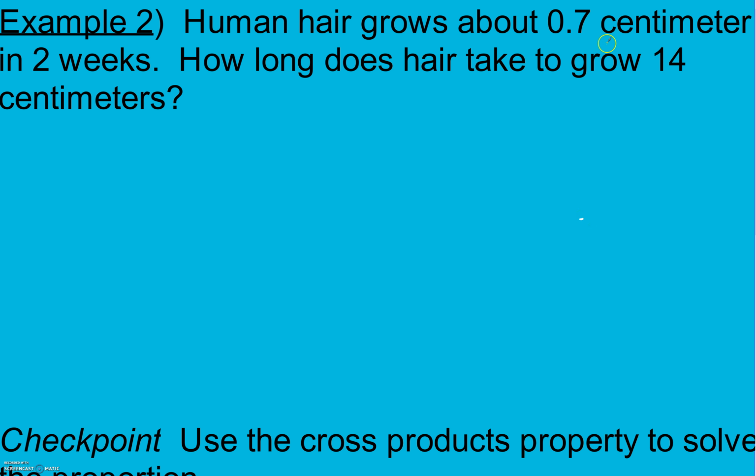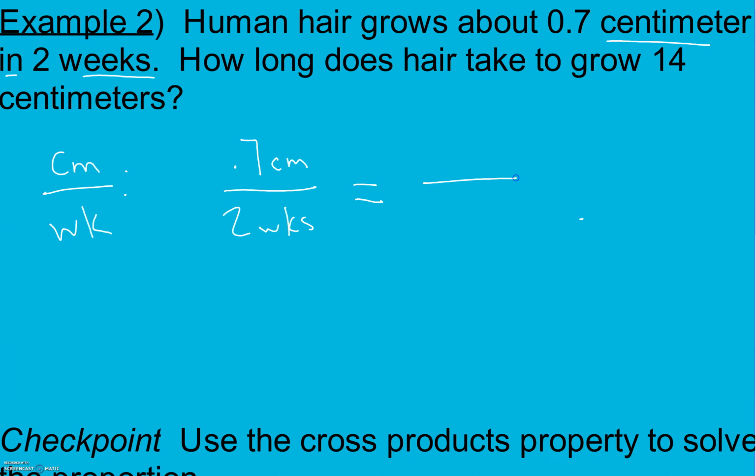Okay, we're comparing centimeters in weeks. So we want centimeters per week. Again, remember it's important that we keep them the same format. So since we put centimeters first in 2 weeks, in my second ratio, I have to have centimeters. We want to know how long. So we're looking for x weeks in order for it to grow 14 centimeters.